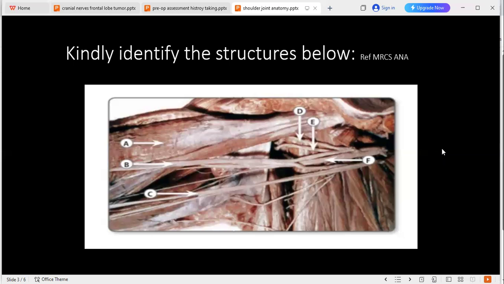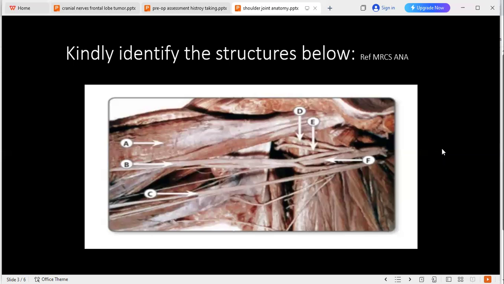Then there are two branches of the upper trunk: suprascapular and nerve to subclavius. The suprascapular supplies supraspinatus and infraspinatus. And how many branches do the divisions have? There are anterior and posterior divisions of each trunk, upper, middle, and lower. Those divisions make up the lateral cord, posterior cord, and medial cord. The divisions have no branches. Good.